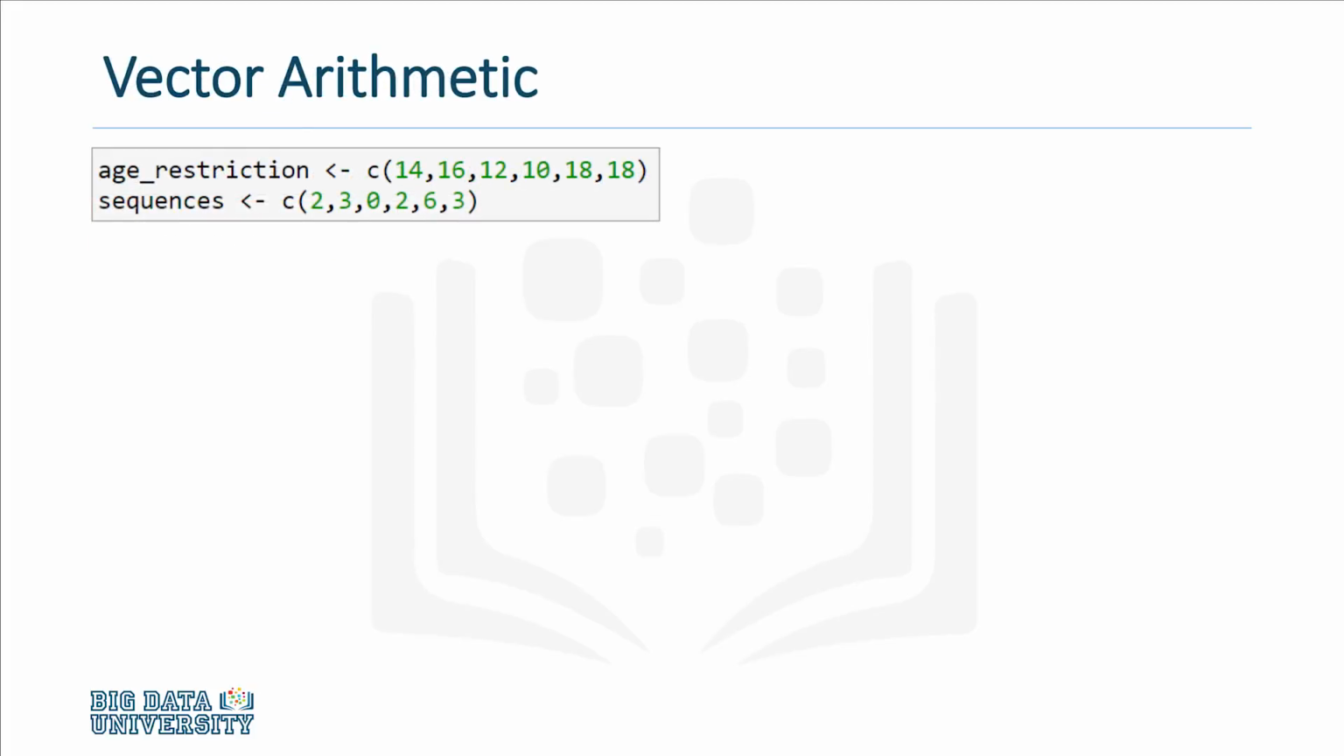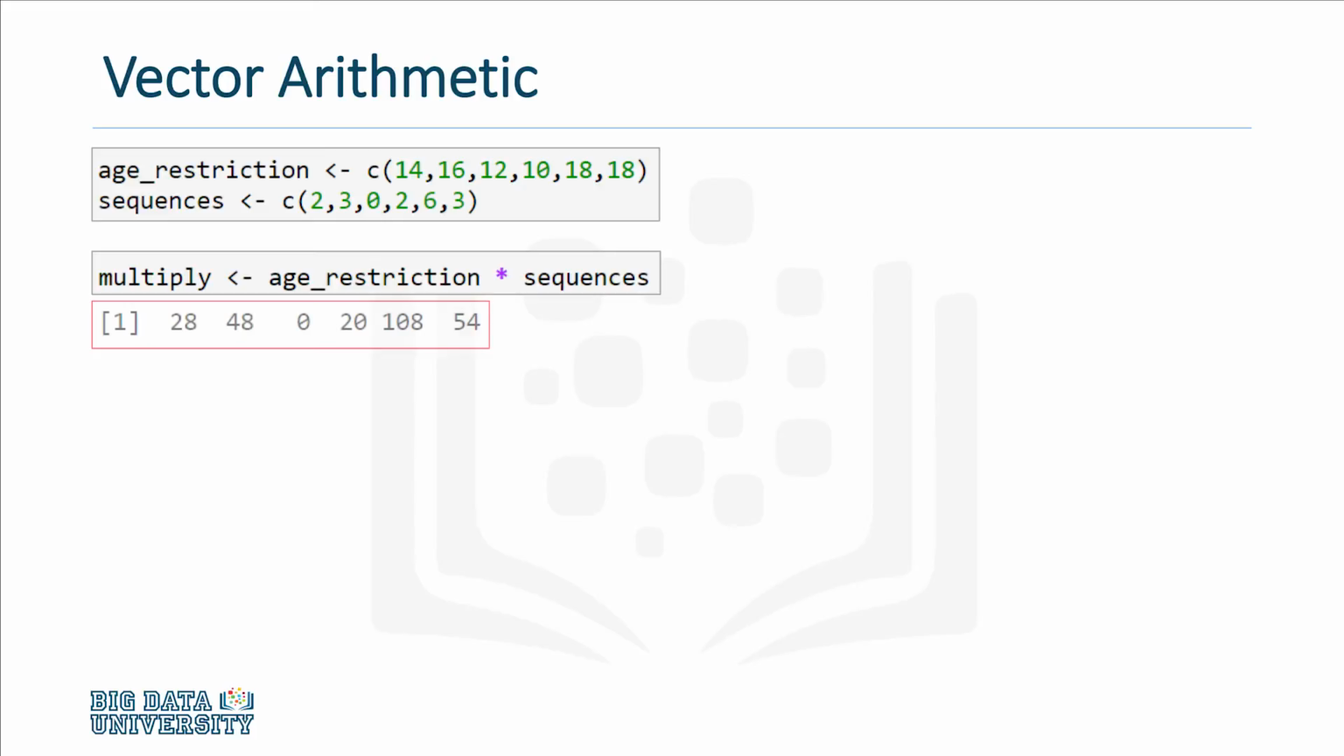An important thing to remember about vectors is that all arithmetic operations are performed element-wise. So let's multiply these 2 vectors together and take a look at the output. You'll notice that the first element, 28, is simply the product of the first element of vector 1 and the first element of vector 2. 48 is the product of the second elements, and so on.